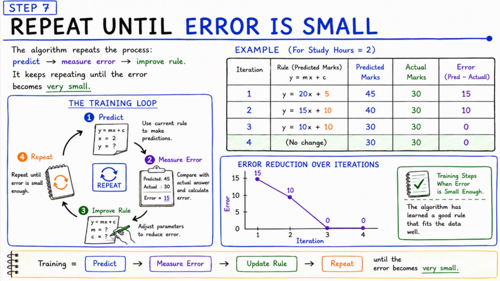The algorithm improved the rule once again, and in the third iteration, the prediction became 30, exactly matching the actual marks. The error is 0 now. Since the error is no longer improving and is already small enough, the training process stops. The graph clearly shows how the error decreases with each iteration until it reaches 0. This repeating process is the heart of machine learning. The algorithm keeps learning from its mistakes until it finds the best mathematical rule that fits the training data.